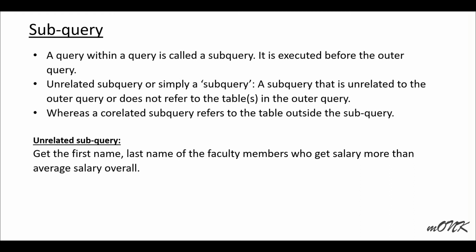So, what are subqueries? A subquery is a query within a query, and it is executed before the outer query. There are two kinds of subqueries: unrelated subquery, or simply subquery, and correlated subquery. Unrelated subqueries stand alone and do not refer to the table outside the subquery, whereas a correlated subquery refers to the query outside it. So outside tables are referenced within the subquery. We shall learn it with an example.